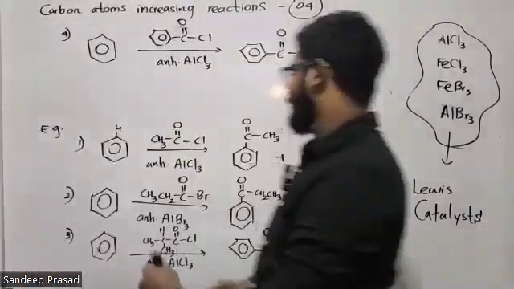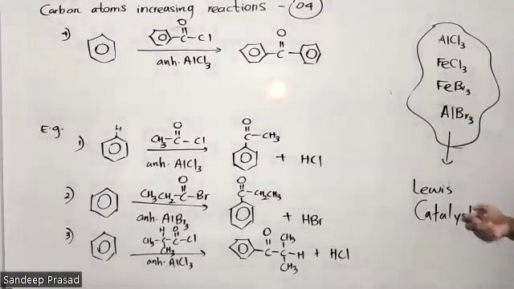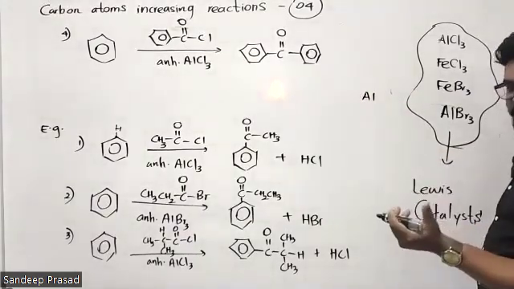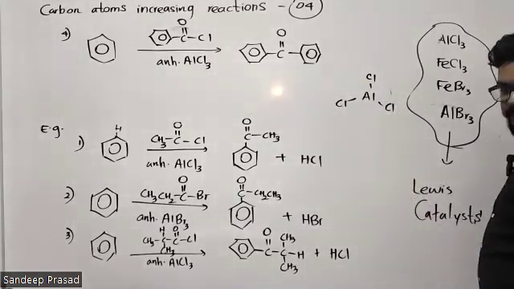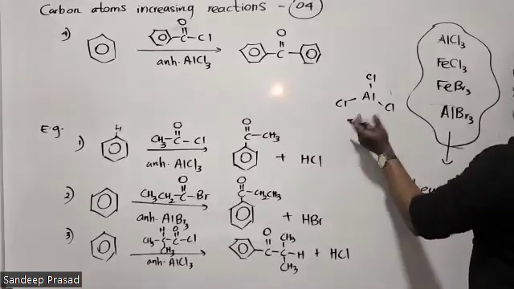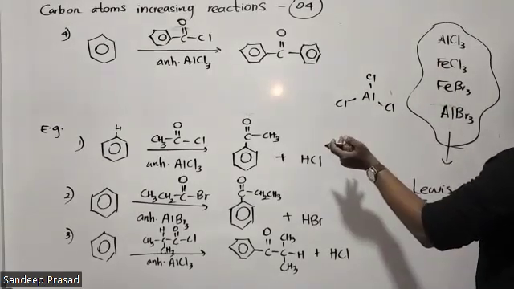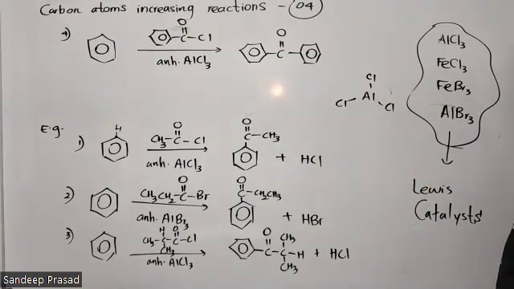Remember, the reason why we are considering these as Lewis catalysts is that they are not satisfying the octet. Students, we have learned about Lewis acids and Lewis bases. So aluminum trichloride is a Lewis acid. Here we are using them as catalysts, so we call it a Lewis catalyst. AlCl3 is a Lewis catalyst. AlBr3 is a Lewis catalyst. FeCl3, FeBr3, everything is a Lewis catalyst.